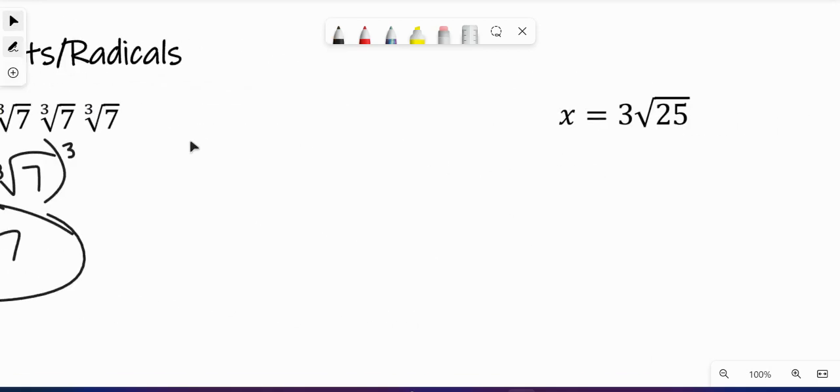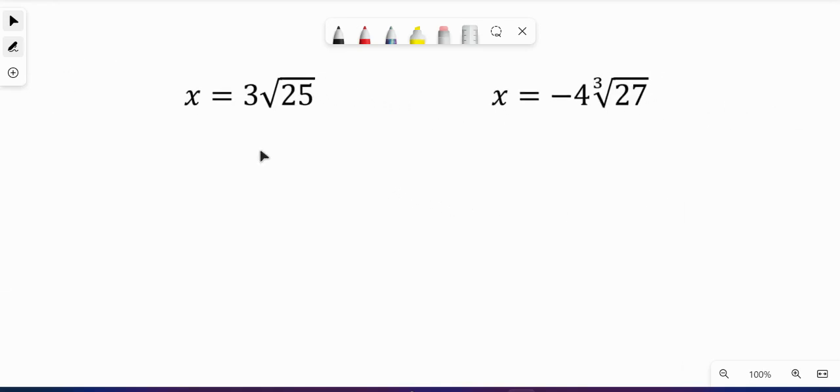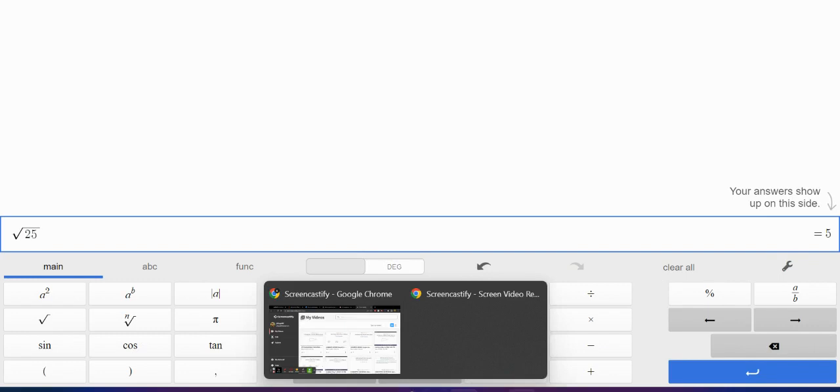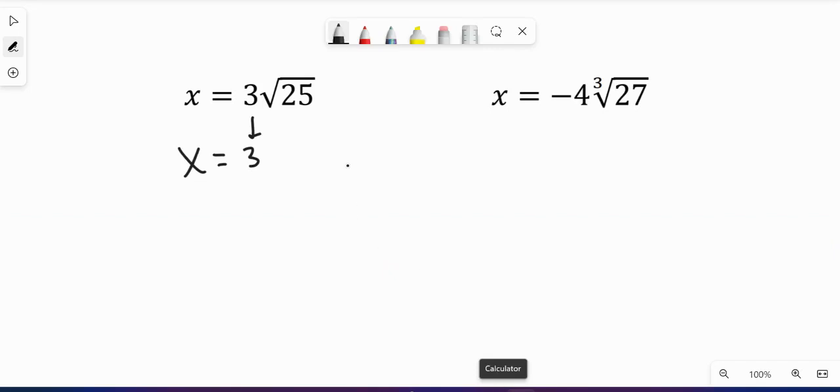Okay. Let's take a look at a little bit more complex problems. What's nice about this one right here is that x equals, I'm going to bring down the 3. The square root of 25 is a perfect square, right? If I do the square root of 25 in the calculator, that is 5. That is a nice number. So I'm going to be multiplying 3 times 5, which is 15. Okay, and that's my final answer.